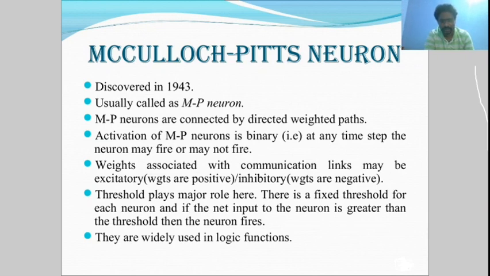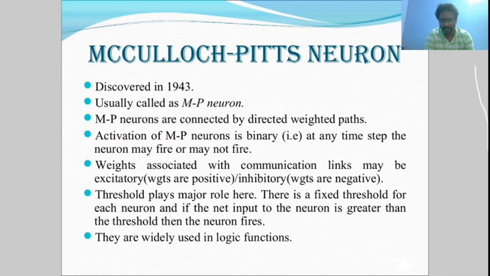And then the threshold plays a major role here. There is a fixed threshold for each neuron, and if the net input to the neuron is greater than the threshold, then the neuron fires. So here they are saying when the neuron gets fired: when the weighted input which you are giving to the neuron is greater than the threshold value fixed for that particular network, then the neuron fires. That is the role of the threshold.